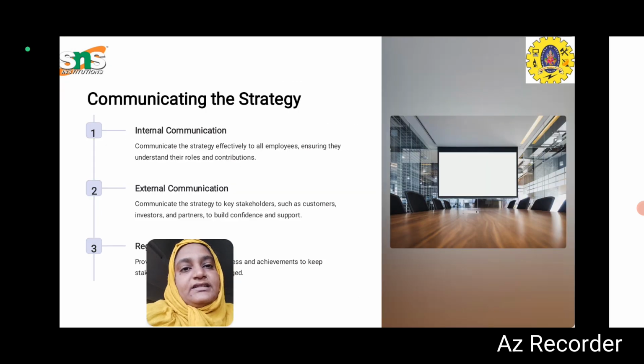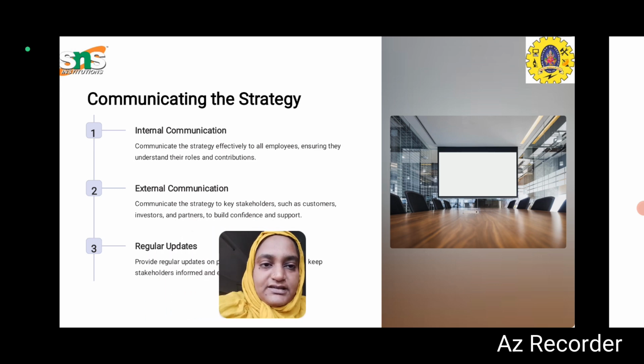Then when we talk about communicating the strategy, you have to have internal communication. As I told you, top to bottom and bottom to up, everybody has to communicate and clarify the good and pros and cons about the production process. And external communication with your stakeholders, your customers, your investors and partners also are to be taken care of. Then when we talk about the regular updates, you have to give regular updates to your prior boss or whomever is responsible for that production unit, right?